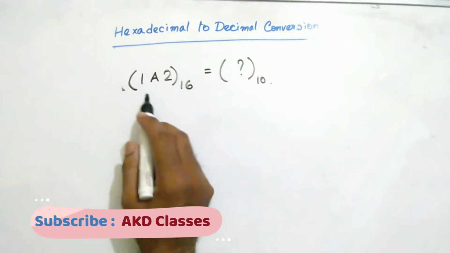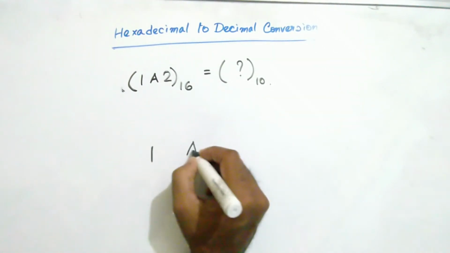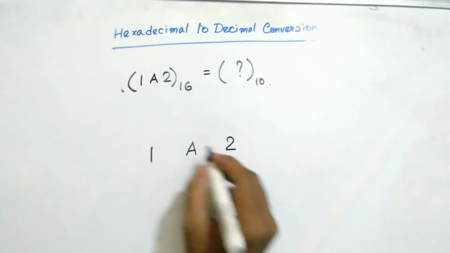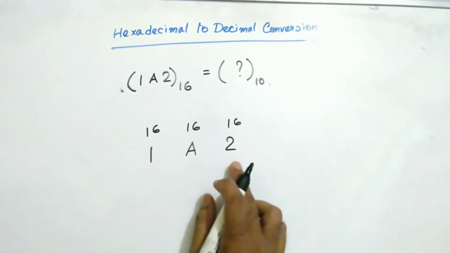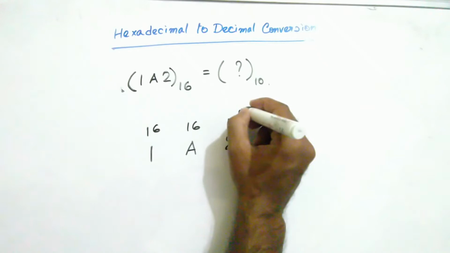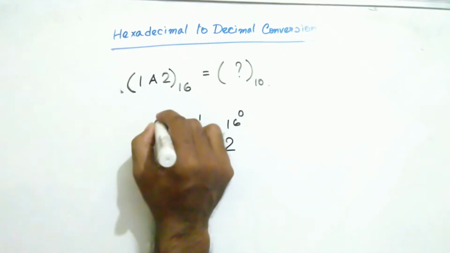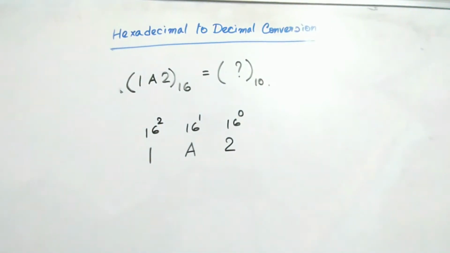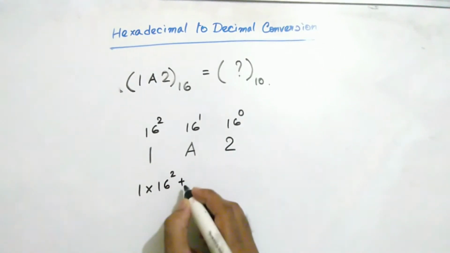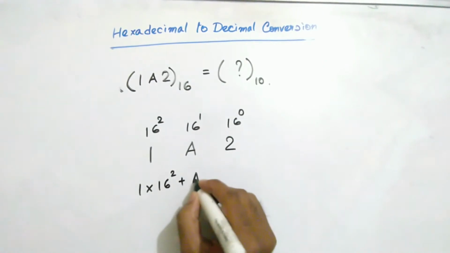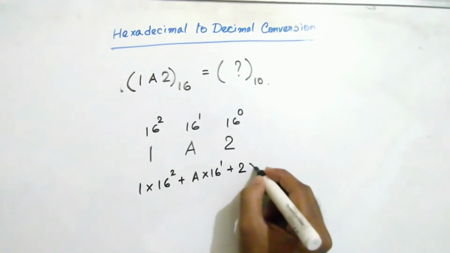So we have been given one hexadecimal number, 1A2. We are separating the digits 1, A and 2. Since these are hexadecimal numbers, we are writing the base as 16. Starting from the least significant digit, we have the positional weightage as 16 raised to the power 0. Then we move towards the left and the power increases. In the next step, we are going to multiply the digits with their positional weightage, and we are summing together the results to get the decimal equivalent of the given hexadecimal number.